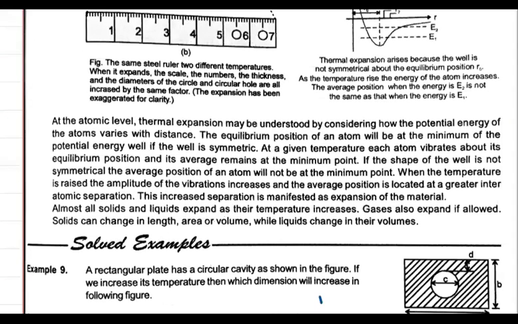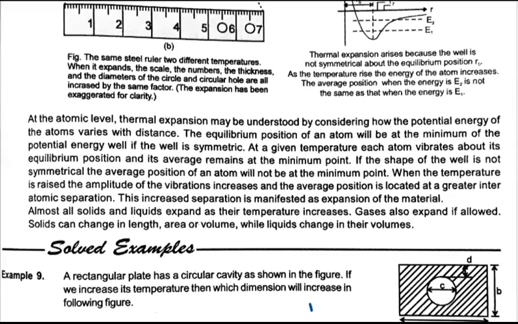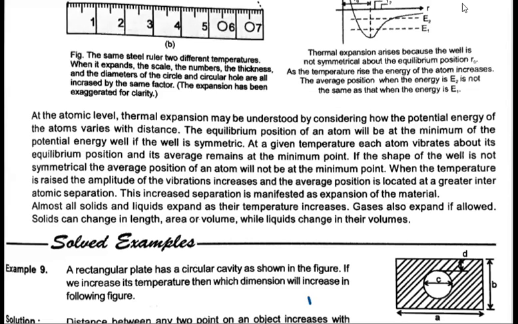Now try to see this problem. It's a small conceptual problem. Can you see problem number 9? We have a rectangular plate with a circular cavity in the middle, and the question is, if you increase the temperature, which dimension will increase? We have A, B, C, and D. A is the length of the rectangle, B is the breadth of the rectangle, C is the diameter of the circle, and D is the distance between the circle and the edge.